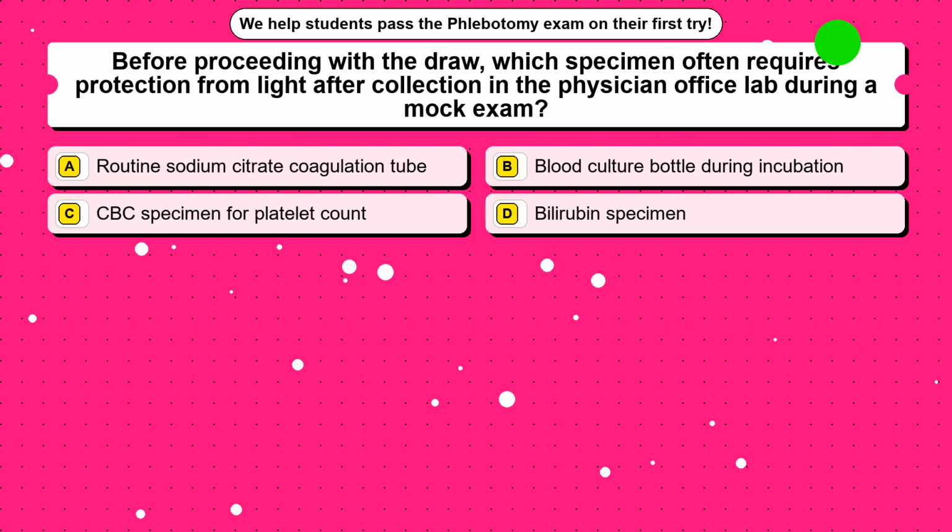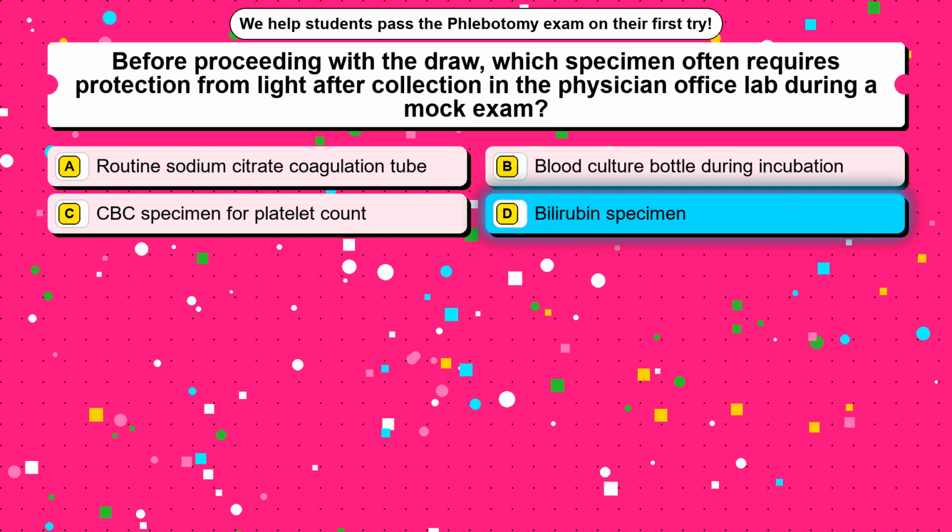Question 59. Before proceeding with the draw, which specimen often requires protection from light after collection in the physician office lab during a mock exam? Option A. Routine sodium citrate coagulation tube. Option B. Blood culture bottle during incubation. Option C. CBC specimen for platelet count. Option D. Bilirubin specimen. The correct answer is option D.